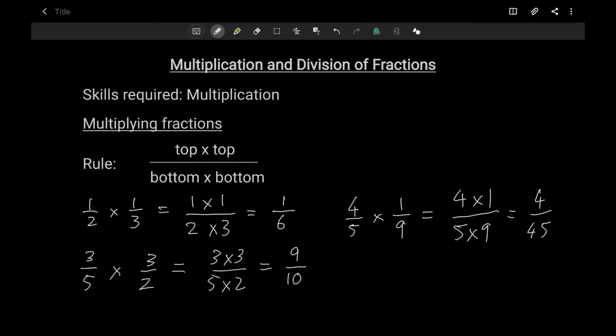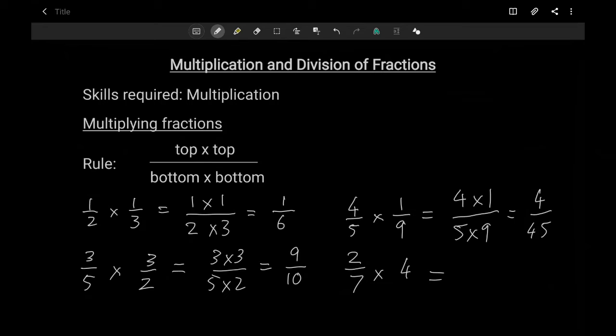So let's do one more before we move on to division. So I'd like you to try this one out. 2/7 multiplied by 4. Again, pause the video. This one's a little bit tricky, but I'm sure you'll manage to figure it out. Okay, how did you go? Did you follow the rules?